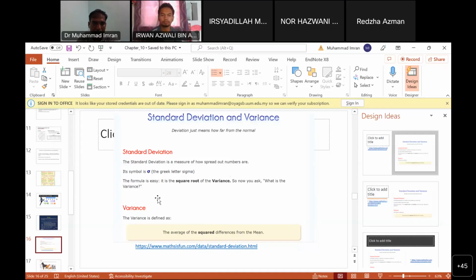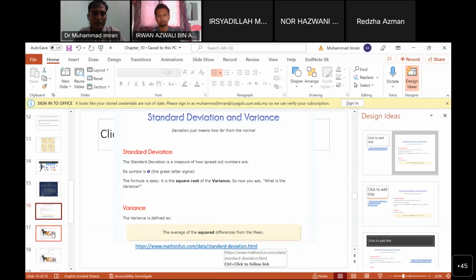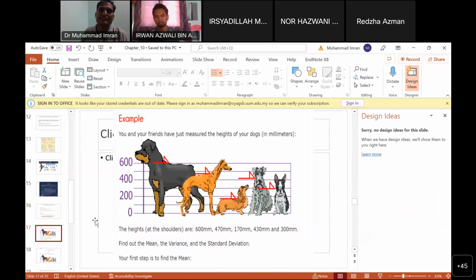So you can ask, what is the variance? Now we have to understand the variance. Variance is defined as the average of the squared differences from the mean. Yeah, square, mean and squared difference. Later, if you want to understand the formulas, you can see this video. Anyway, we try to understand with an example.